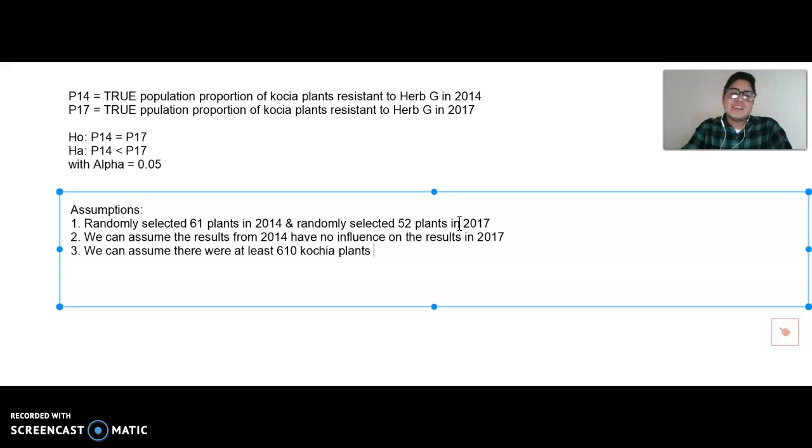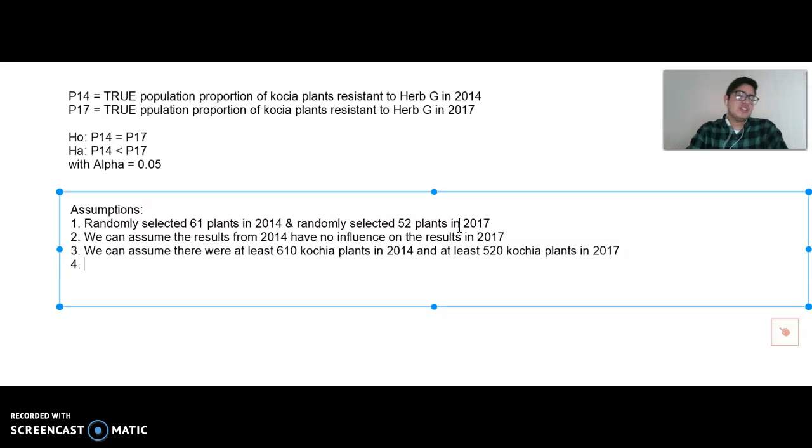So we can assume there are at least 610 kochia plants in 2014 and at least 520 kochia plants in 2017. And we do this because when we sample without replacement, in order for the degree of dependence to be negligible amongst our observations, we have to make sure that we're sampling no more than 10% of the population. So I'm just taking my sample size and multiplying by 10 and saying I assume there's at least this many, because then I'm exactly at 10%. And by saying at least, there could be more kochia plants than the 610, but 61 compared to 610 is that 10% value that we're looking for.